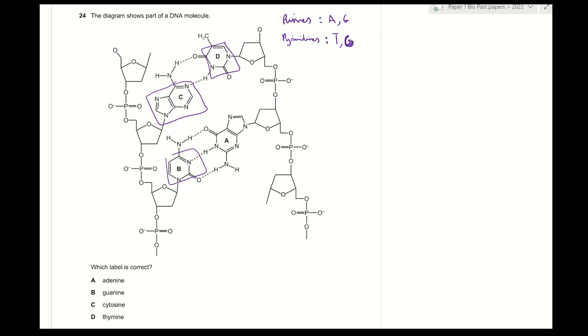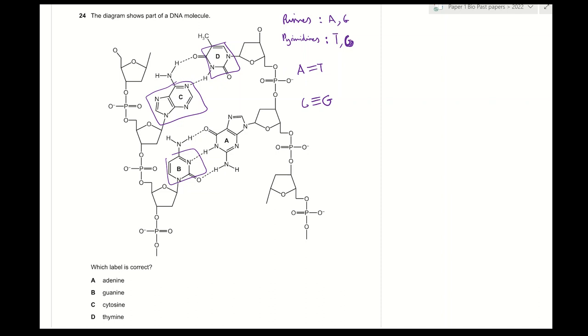And the other hint we have is the number of hydrogen bonds present between them. So adenine binds with thymine via two hydrogen bonds, and cytosine binds with guanine via three hydrogen bonds. Therefore, now it's easy for us to identify which one is supposed to be adenine, thymine, cytosine, or guanine.